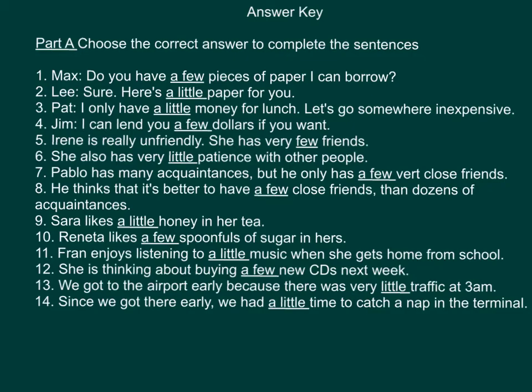Number 5. Irene is really unfriendly. She has very few friends. Number 6. She also has very little patience with other people. Number 7. Pablo has many acquaintances, but he only has a few very close friends. Number 8. He thinks that it's better to have a few close friends than dozens of acquaintances. Number 9. Sarah likes a little honey in her tea. Number 10. Renata likes a few spoonfuls of sugar in hers.